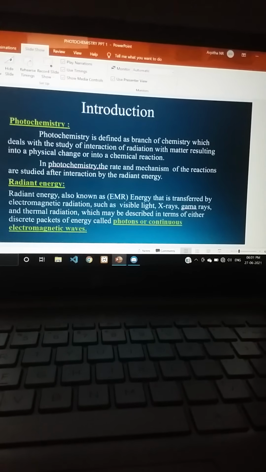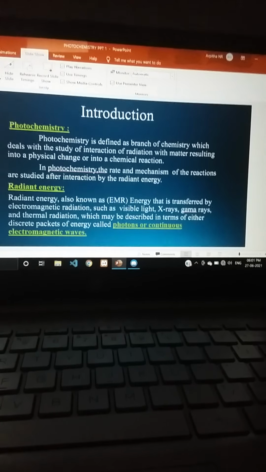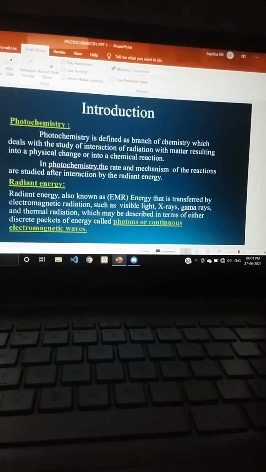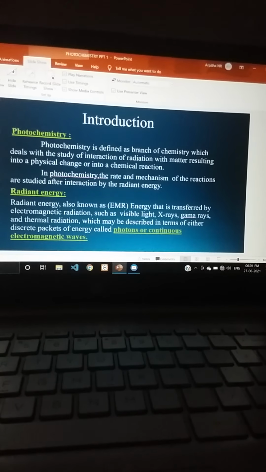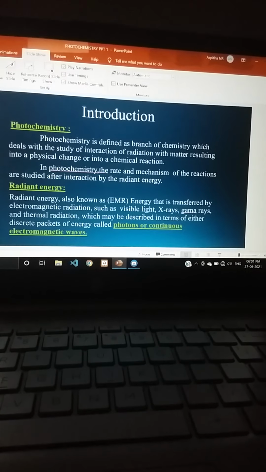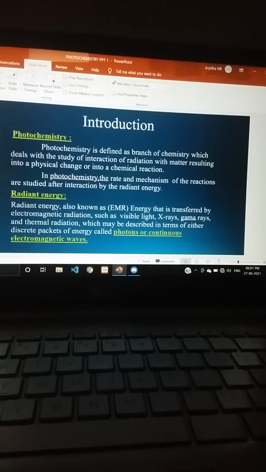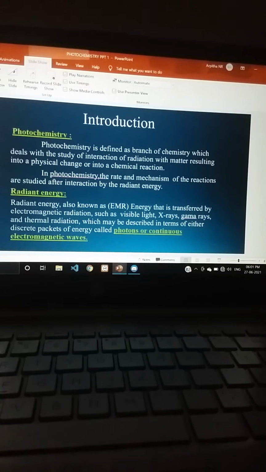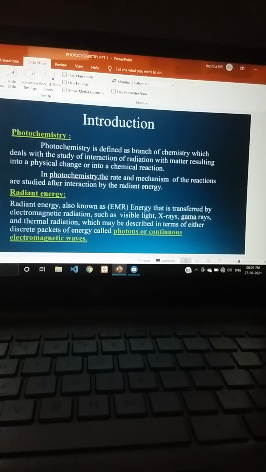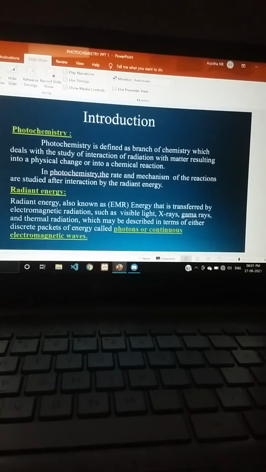Photochemistry is a branch of chemistry which deals with the study of interaction of radiation with matter resulting into a physical change or into a chemical reaction. Once again I will define. Observe here, in photochemistry you will recognize two terms: one is photo and another one is chemistry. It is a branch of chemistry in which the interaction of radiation with matter resulting into a physical change or into a chemical reaction is known as photochemistry.